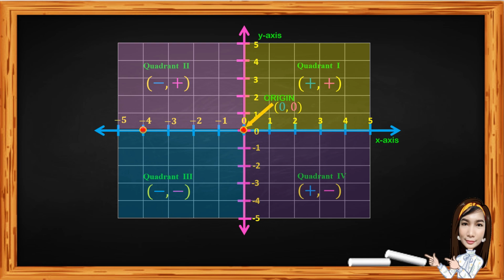If a point has a given x-coordinate but 0 is the y-coordinate, it is located on the x-axis. So we have the given x-coordinate, 0 is the y. And if a point has a 0 x-coordinate but has a given y-coordinate, it is located on the y-axis. So we have 0 is the x and a given y-coordinate.